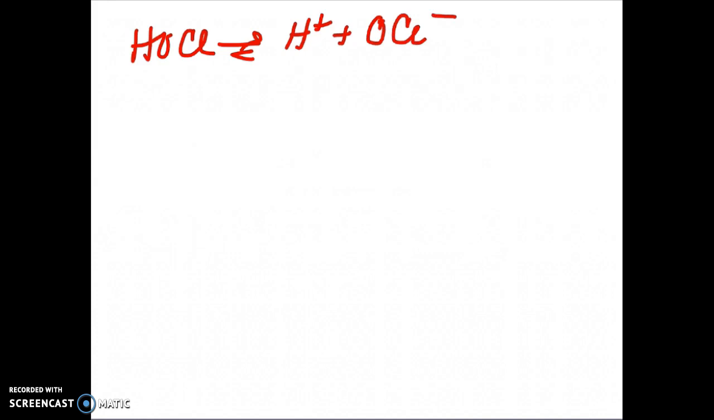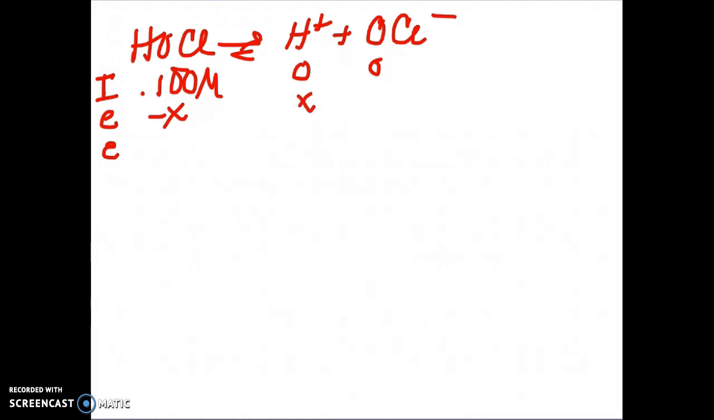Initially, we were told we have 0.10 molar. These are zeros. So there's my I, here's my C, here's my E. There's going to be a consumption of that HOCl, and we're going to allow for the dissociation to happen. This becomes the change equation. So these are pluses here. Okay? So now substituting that back into my Ka equation, I will get this.